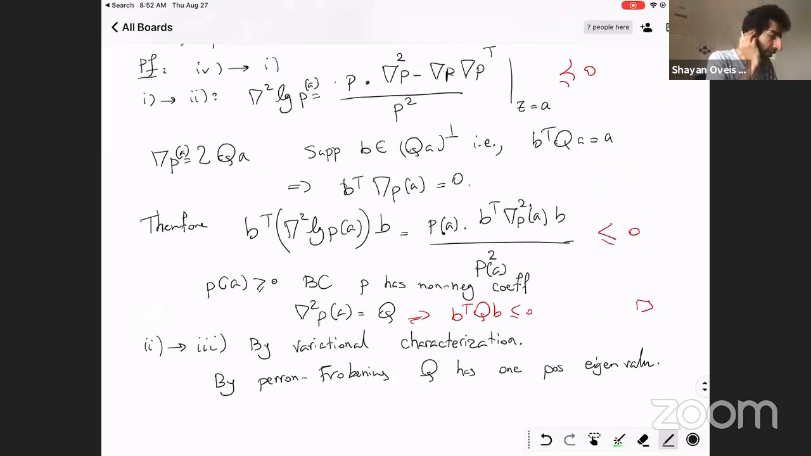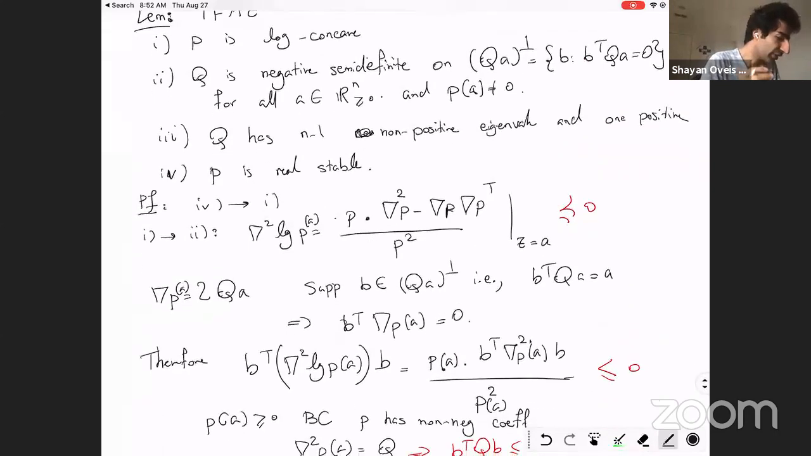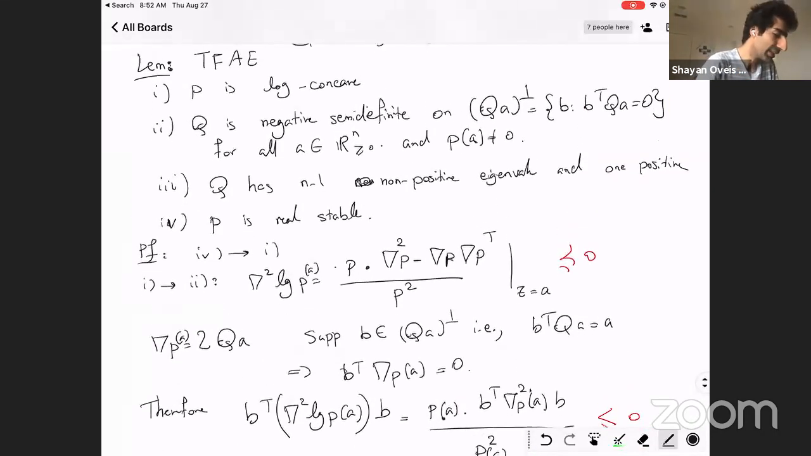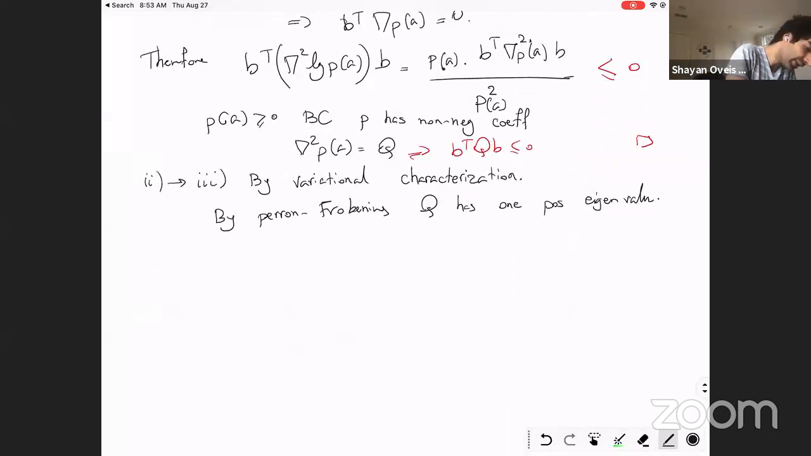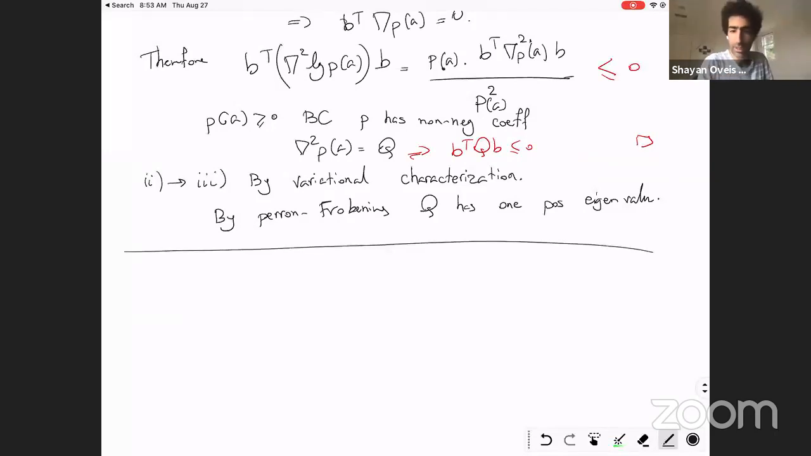Okay, and now 3 equivalent to 4, I'm not going to prove it. You can do that for yourself as an exercise. So we completely understand what's going on with degree 2. Basically, there is nothing new for degree 2. Log concavity is the same as real stability. Let me immediately prove one thing. Now that we have this fact, let me prove this.